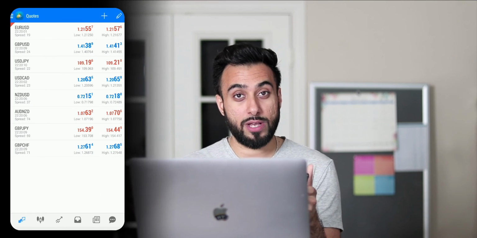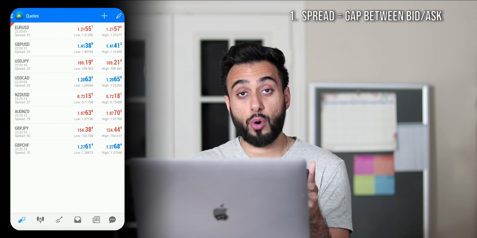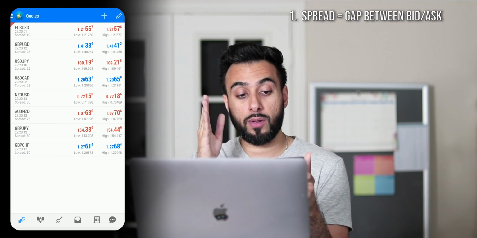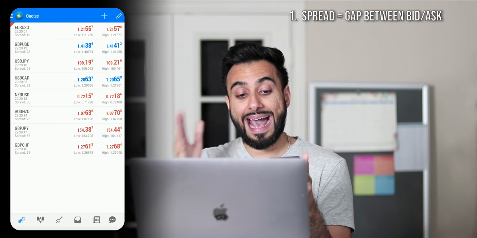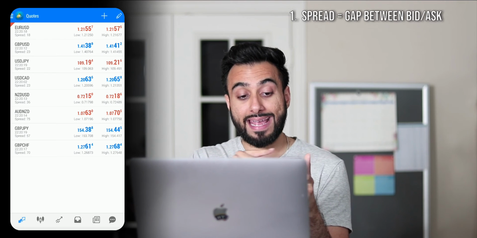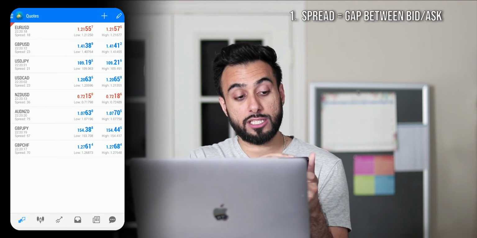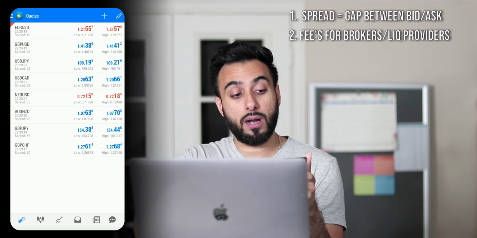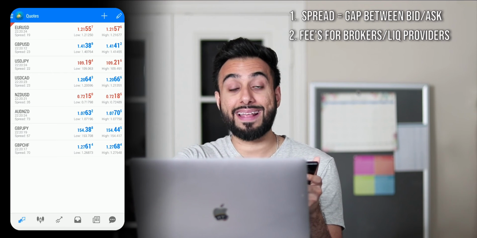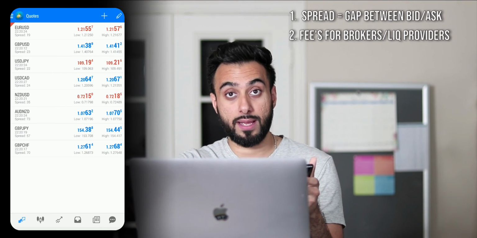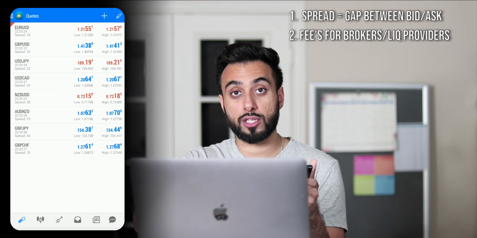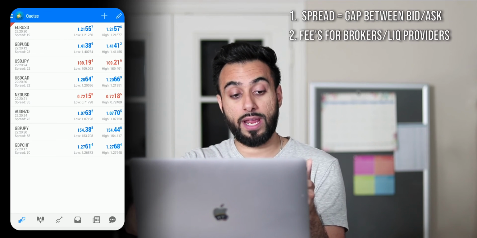Okay, so the main key takeaways for this video. Number one, the spread is the difference between the number on the right and the number on the left, which is the ask versus the bid. That gap is called the spread. And the spread is created simply because that's how brokers make money, and that's how liquidity providers make their money as well. They essentially are charging you a small little markup for you to enter that trade.